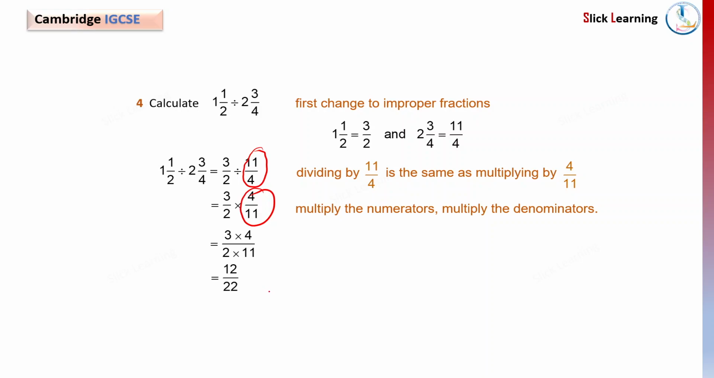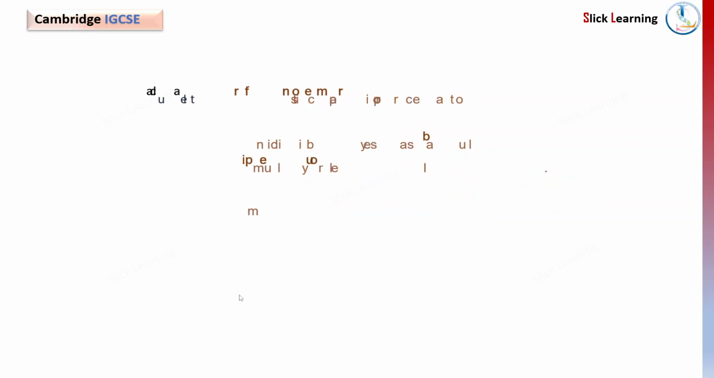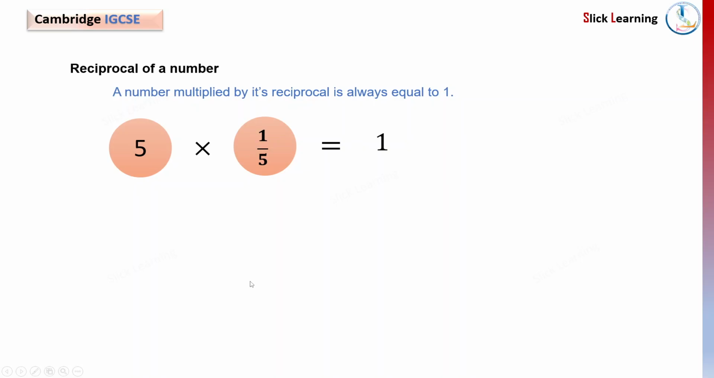Finally we are getting 12 over 22. Now we have to see again 12 over 22, although it is a proper fraction, it is not in simplest form because we are getting 2 as the common factor of 12 and 22. So we will divide by 2 both the numerator and denominator. So divide by 2 to get it in simplest form. Always we have to give the answer in simplest form.